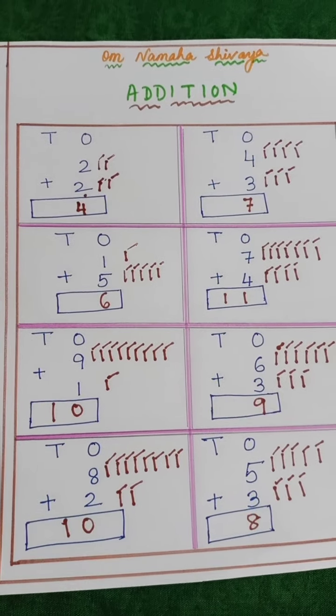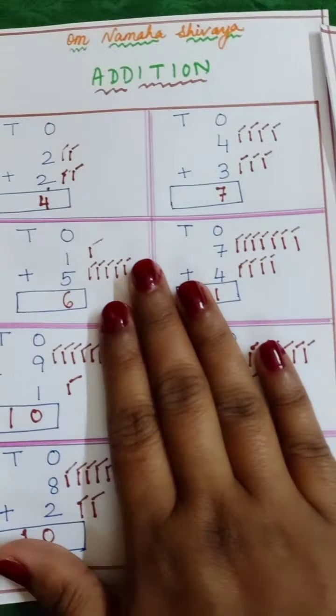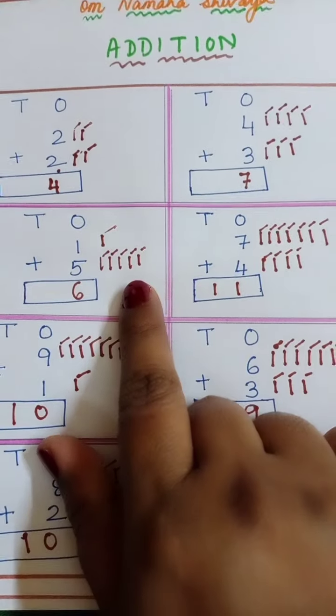Once you complete this, also practice both ways of doing addition. This is the picture addition that you need to learn, and this is the stick addition that you need to learn by making sticks. So these are the two ways of learning addition.